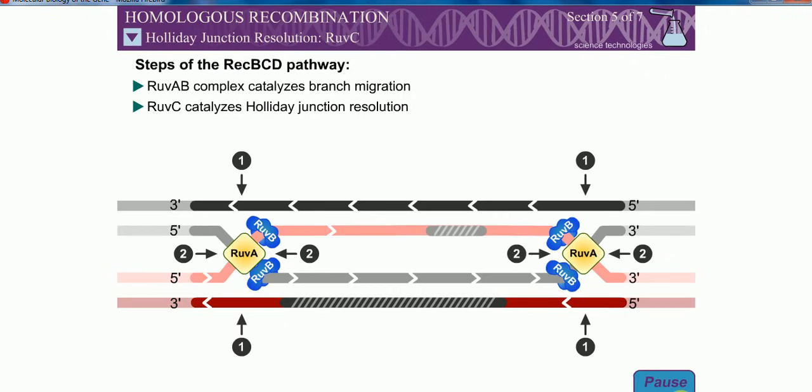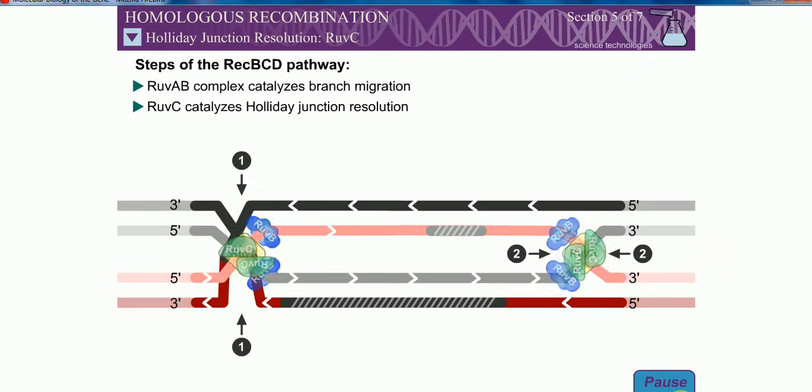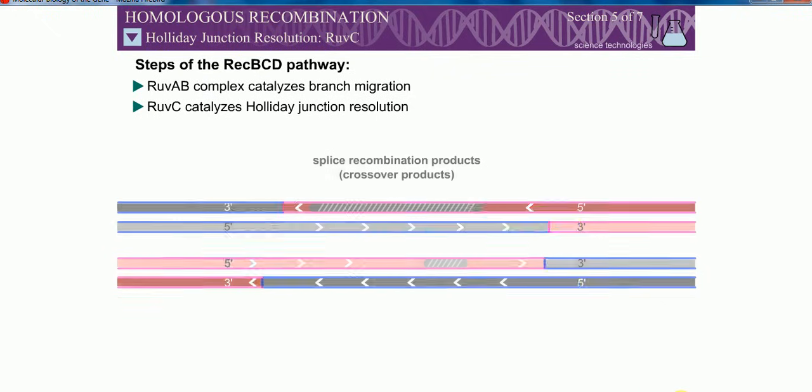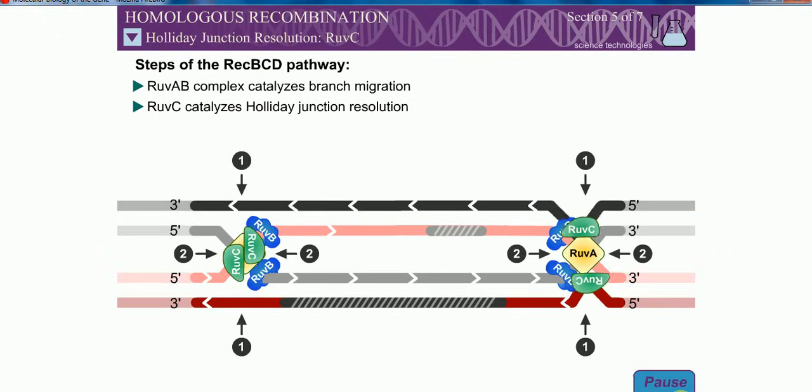If the junctions are cleaved at different sites, splice recombination products result. For example, if the first junction is cleaved at site 1 and the second junction is cleaved at site 2, splice recombination products result. Splice recombination products also result if the first junction is cleaved at site 2 and the second junction is cleaved at site 1.